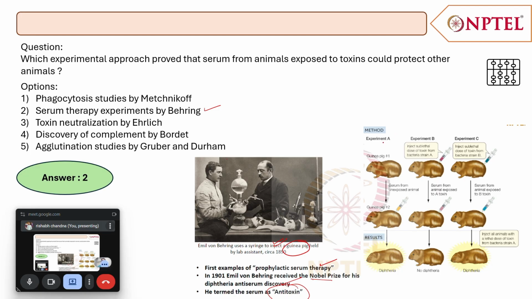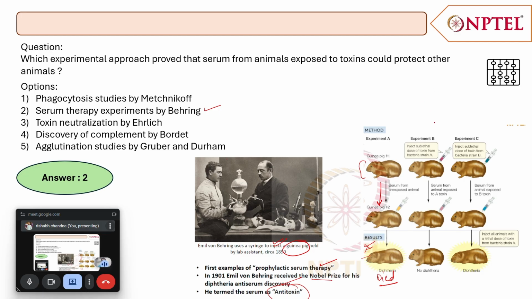So in one of the experiments, in experiment A, he took serum from an uninfected guinea pig and injected the same serum into another normal pig. Then when the pig was affected by diphtheria, it died. Okay, so why did it die? Because it doesn't have any immunity against the diphtheria toxin.